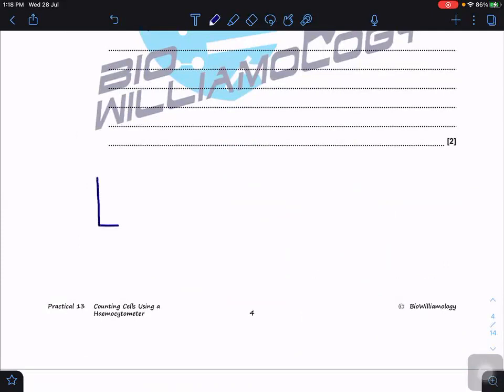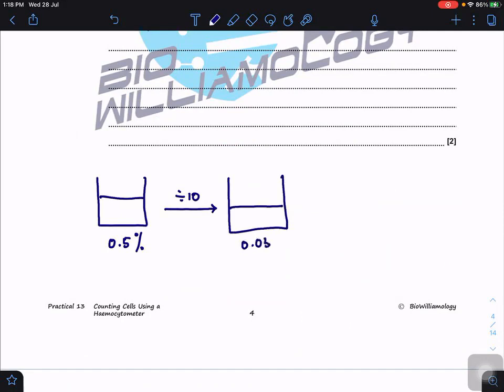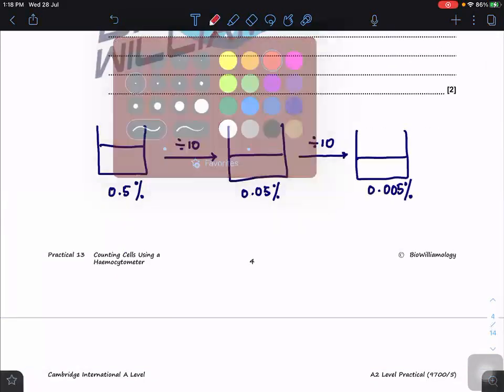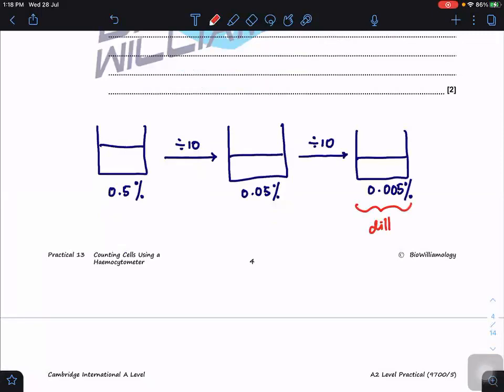So we need to do dilution. First, I have 0.5%, so I can do a 10-fold dilution. When I dilute it, I get 0.05%. Then I load it and view. If it's still a lot, I divide by 10 again, so I get the third one, for example 0.005%. Then I load it in and I can count. Are you clear? Okay, I can do the counting. But always remember, when you count using this sample, it is called a diluted sample.